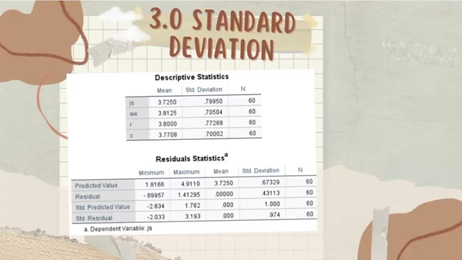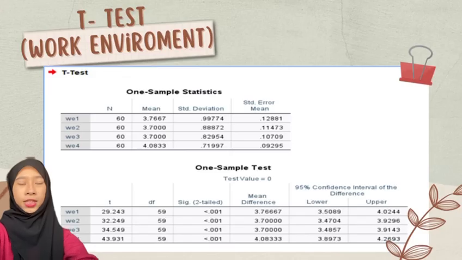Going to the part for 3.0, standard deviation. As you can see, the minimum and maximum points. The table displays the 4 variables of work environment, also known as WE1, WE2, WE3, and WE4. Each is tested for the work environment.